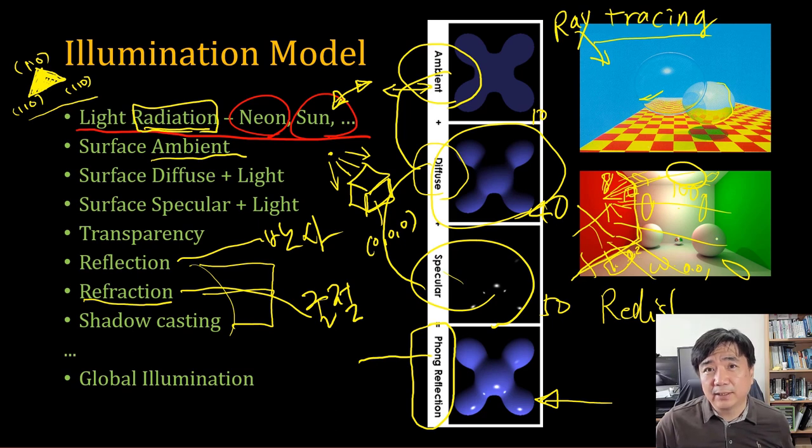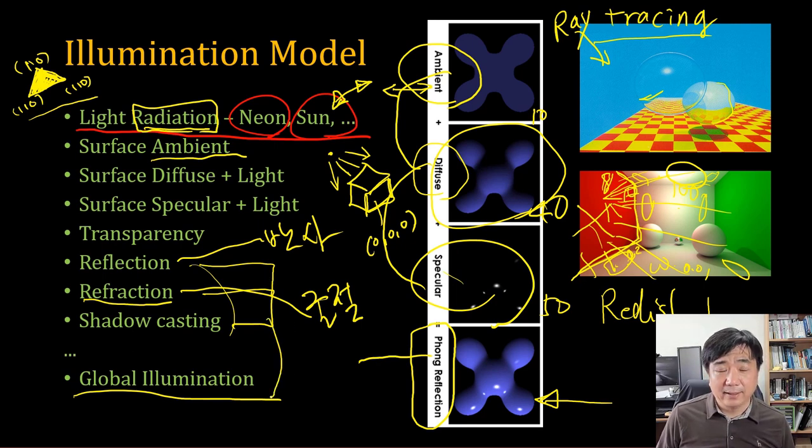It needs huge computation. Huge computation is required to calculate this, so we call it global illumination. Global illumination and ray tracing are for getting very realistic, photorealistic results, but the computation requirement increases hugely. So if the model is simple, we get a poorer quality image, but only low computation is needed for rendering. If we go in this direction, we need more computation, but we can get better quality rendering.